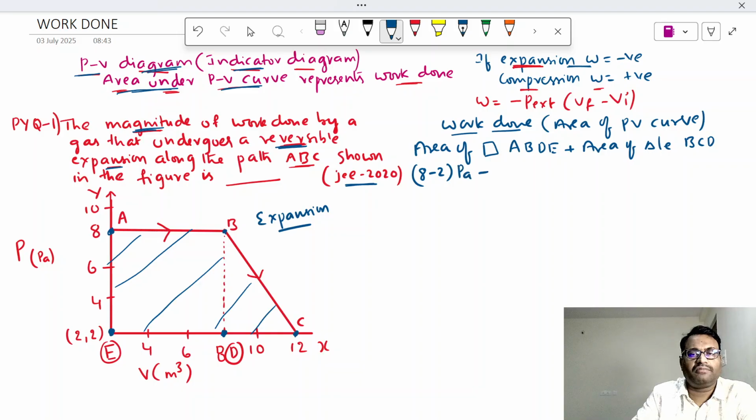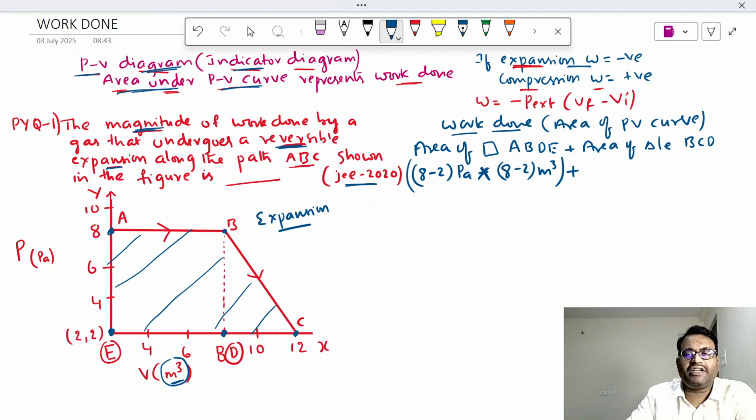into, right? Here on the x-axis you see the initial volume is 2 liters and the final volume is 8 liters. But the question is given in meter cube. That means the initial volume is 2 meter cube and the final volume is 8 meter cube. So 8 minus 2 meter cube, right? So this will be the area of the square ABDE plus the area of the triangle.